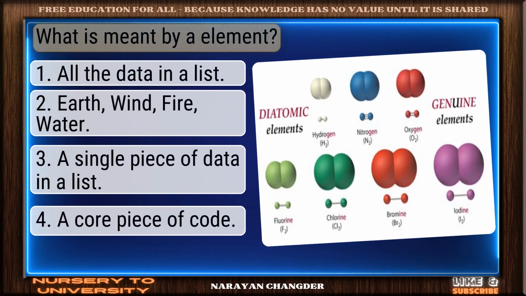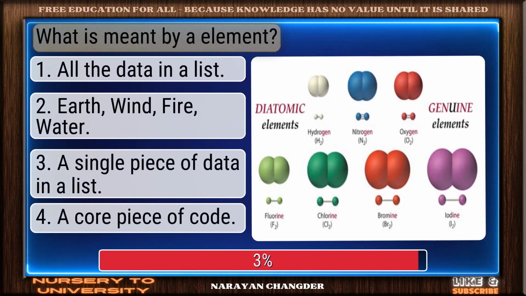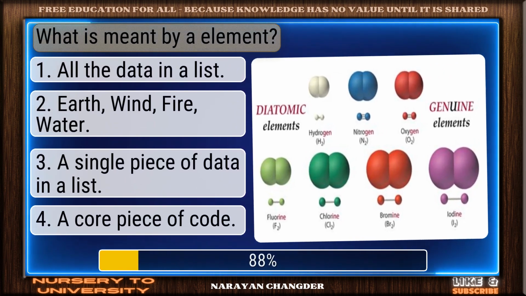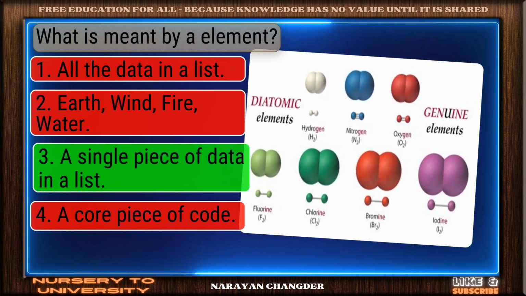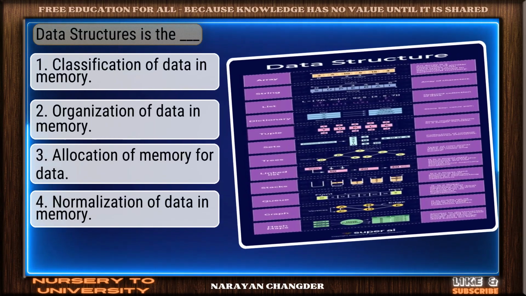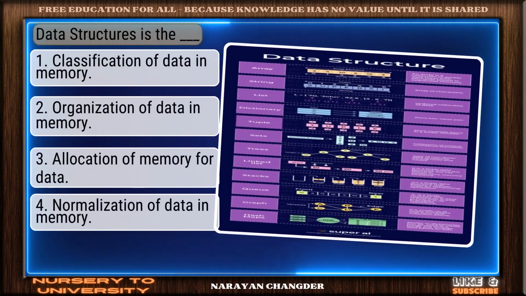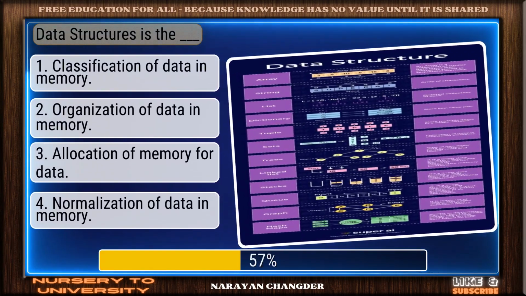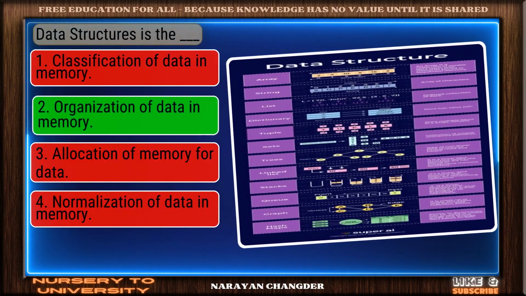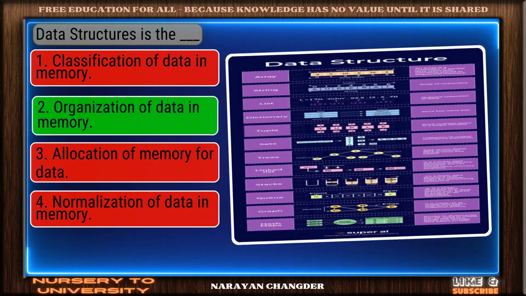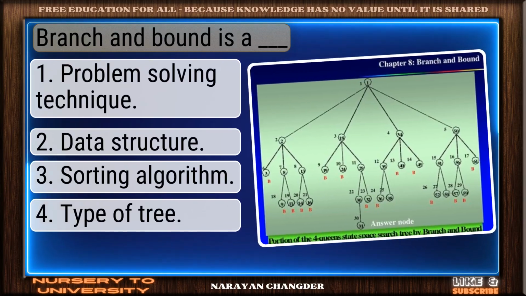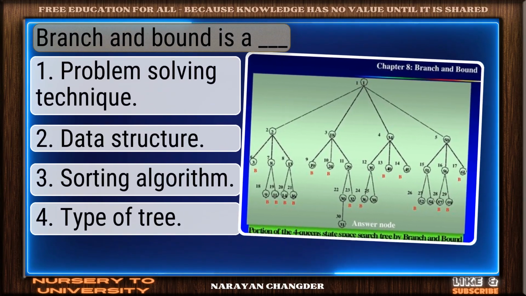Question number 49. What is meant by element? You chose a single piece of data in a list, and it is correct. Question number 50. Data structures is the dash. Smart move. Organization of data in memory is an accurate answer. Question number 51. Branch and bound is a dash.